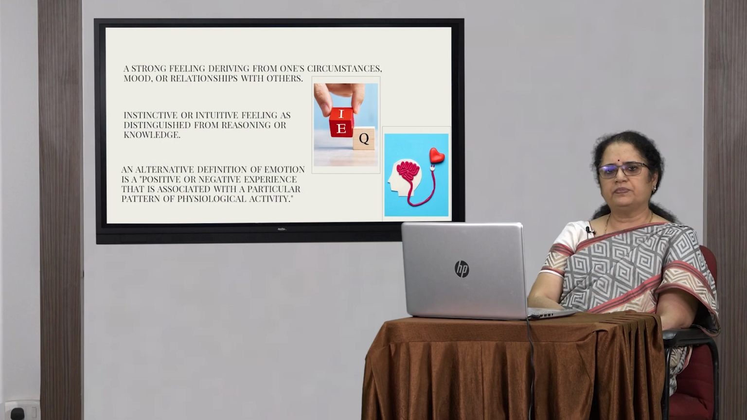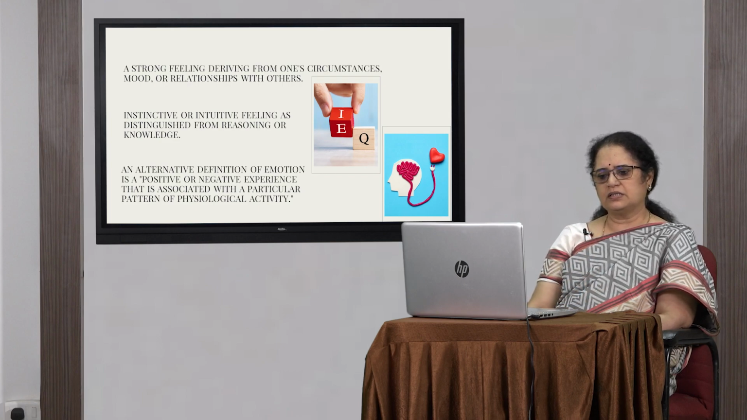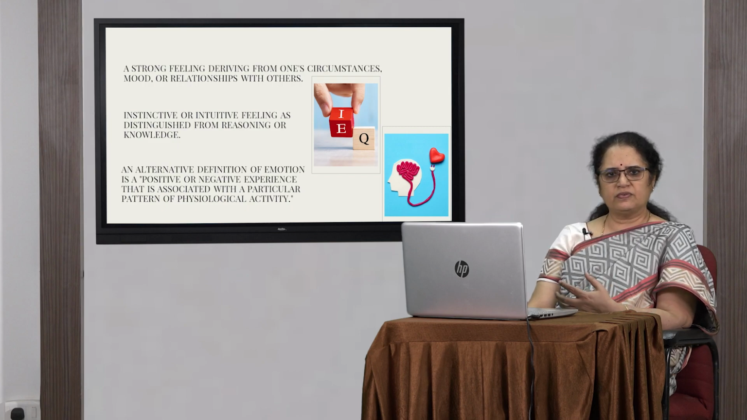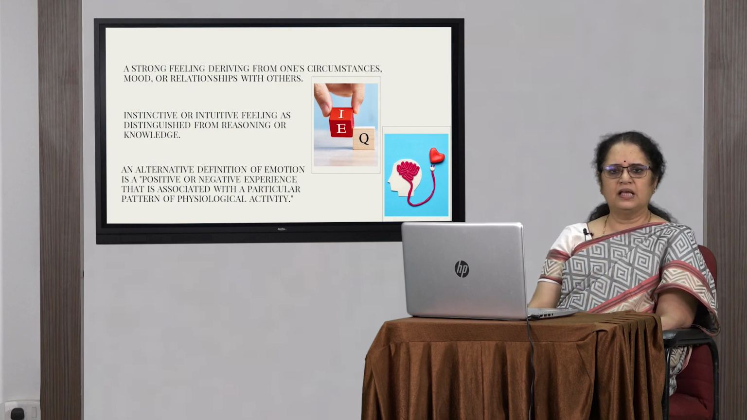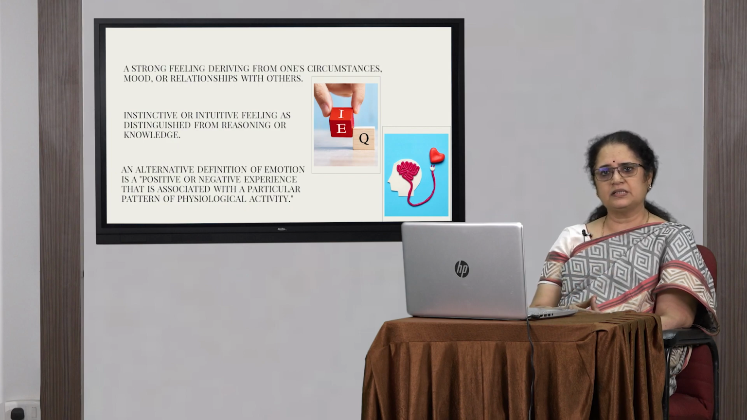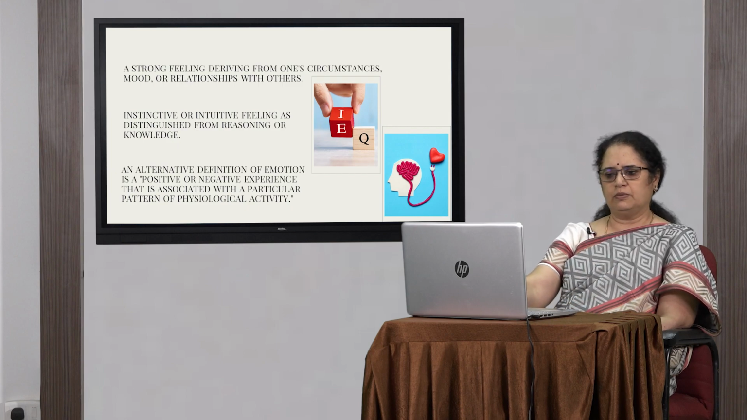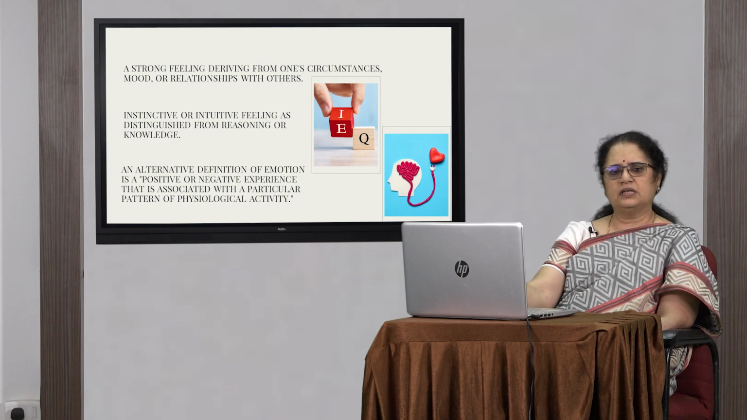There are more technical ways of defining emotions, like it's a positive or a negative experience that we have in association with something that we have experienced, and along with it we also experience some bodily changes, some physiological activity in our body. So, it can be because of the relationships, because of the mood, because of our circumstances, we go through different emotions. As you can see, there are different types of emotions that most of us go through on different days.